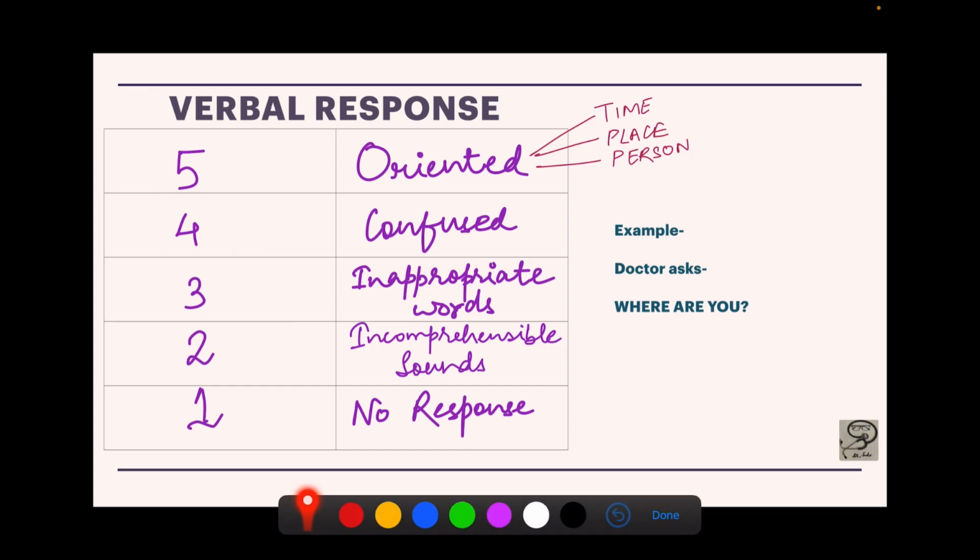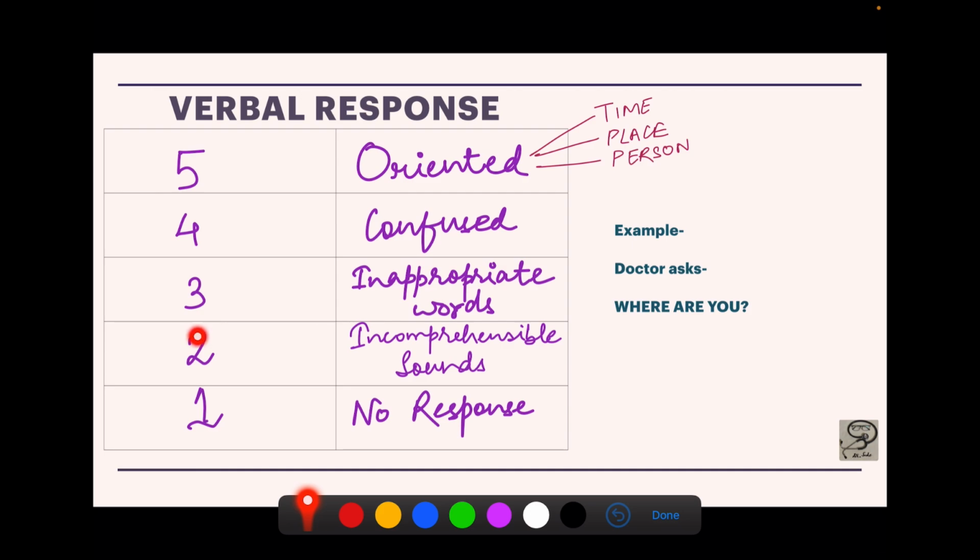Score 4 means the patient is confused. For example, the doctor asks him, where are you? He says, I think I am at home. So he can complete the sentence but he doesn't know where he is. Score 3 means inappropriate or random words. Here the patient can't even complete a sentence. He just says a few words like bus, apple.